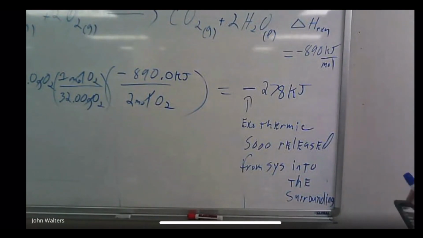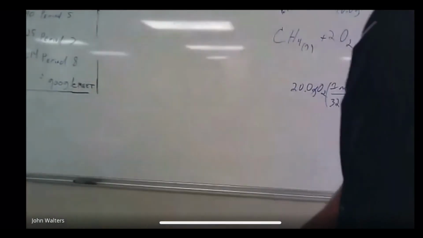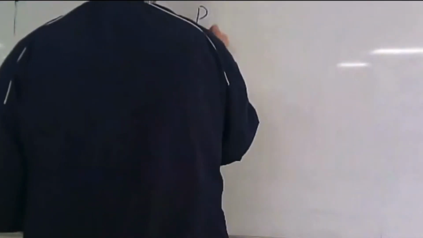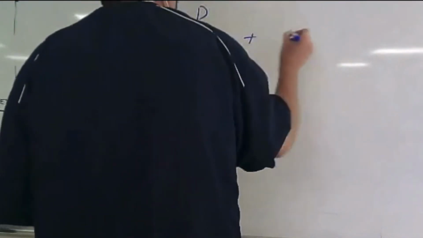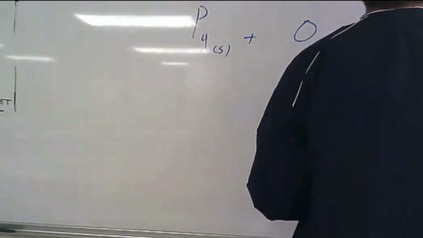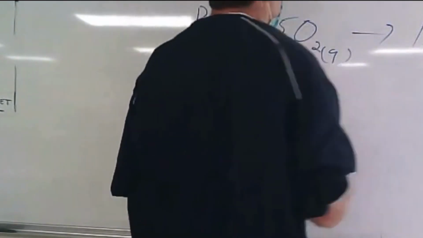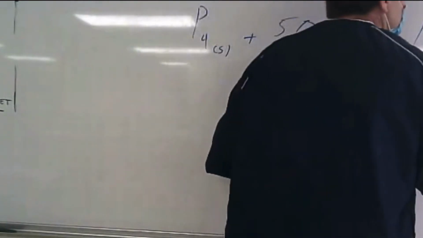Let's try another. Okay? Let me give you the reaction here. Plus O2 gas yields P4O10. Let's put a 5 here. And this is solid.